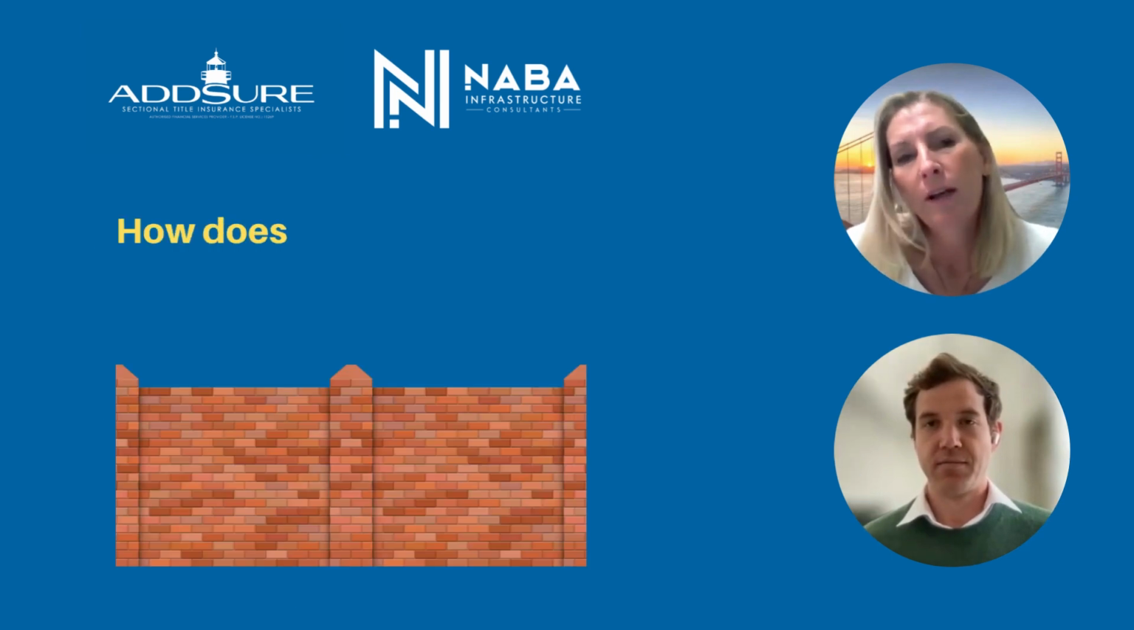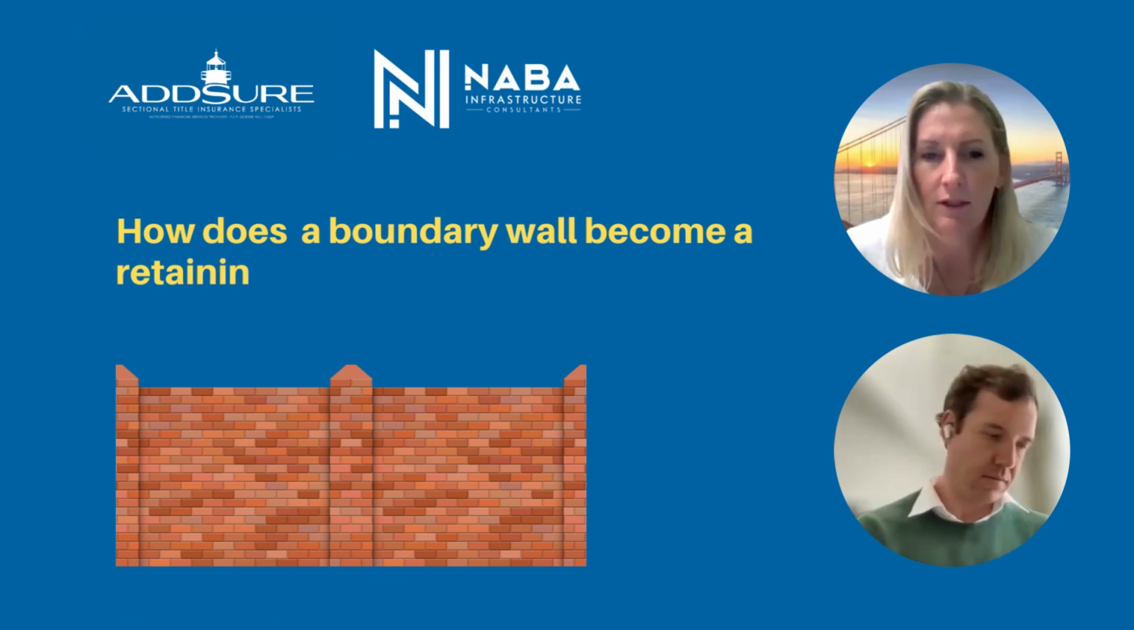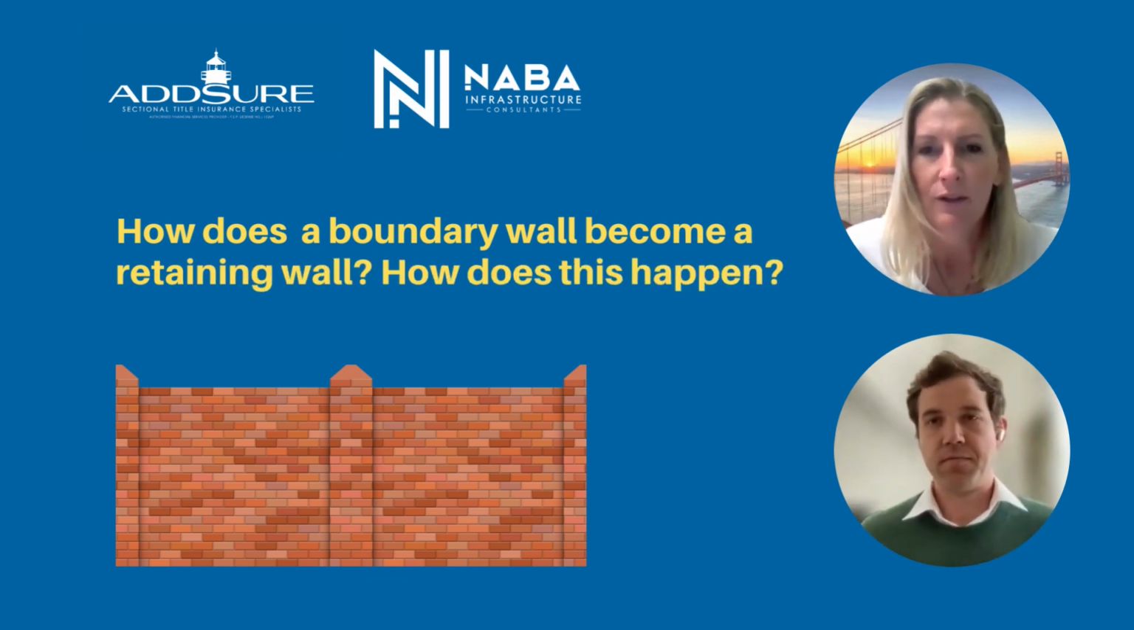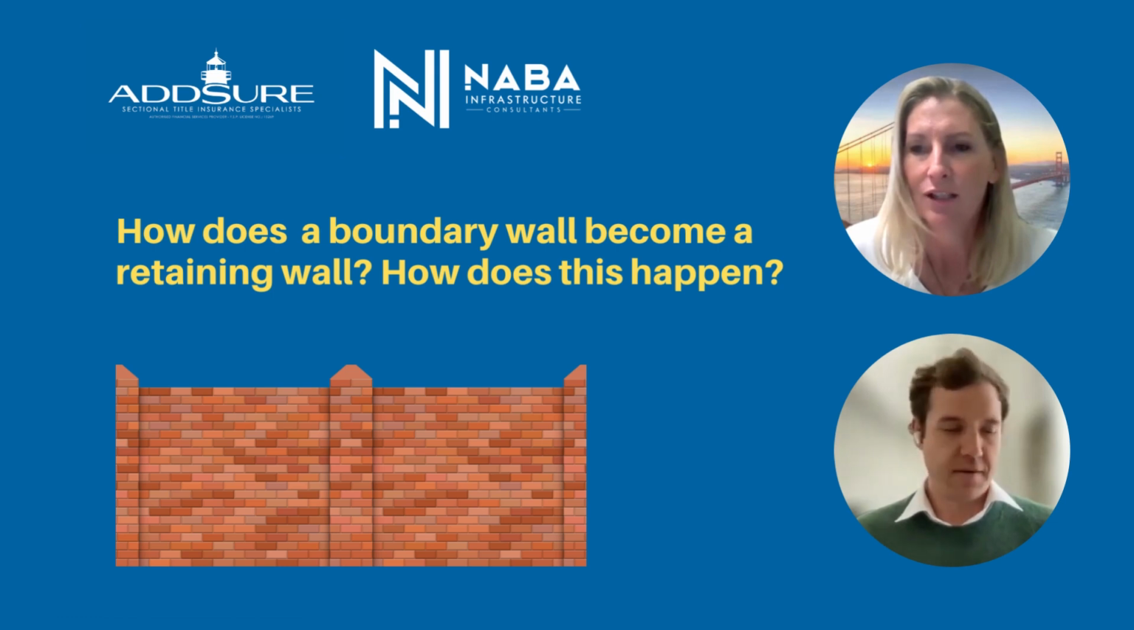So when we sometimes go to complexes that were established quite a few years ago, quite often it seems almost like the boundary walls have become a retaining wall over time. How does that actually happen? If it wasn't meant to be a retaining wall, and then you visit this complex and you see, well, hang on, this is actually a retaining wall. How does that actually happen?